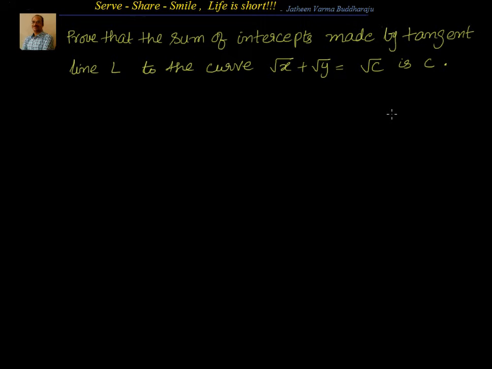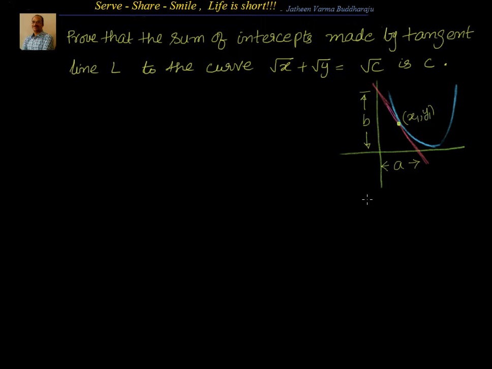So let me just try to plot roughly and see how the graph looks like. We have a curve and we have a tangent line to the curve at a point. Let us say this point is x1, y1. We will take the x-intercept of the tangent line as a and the y-intercept as b.